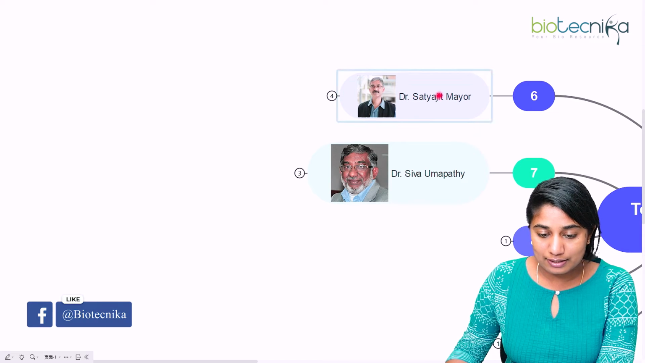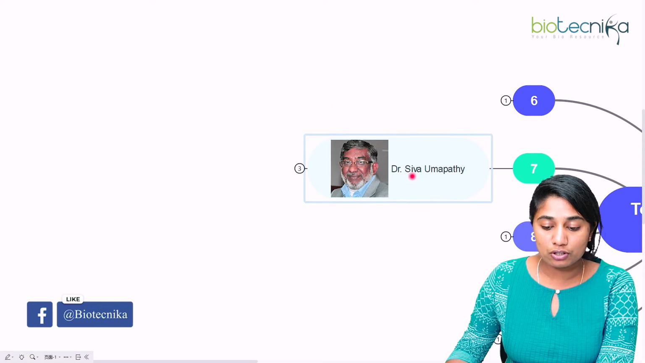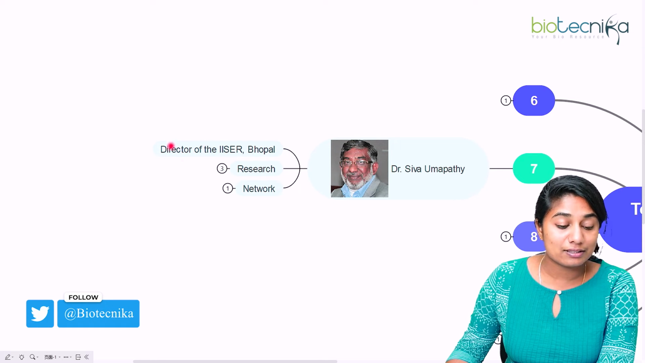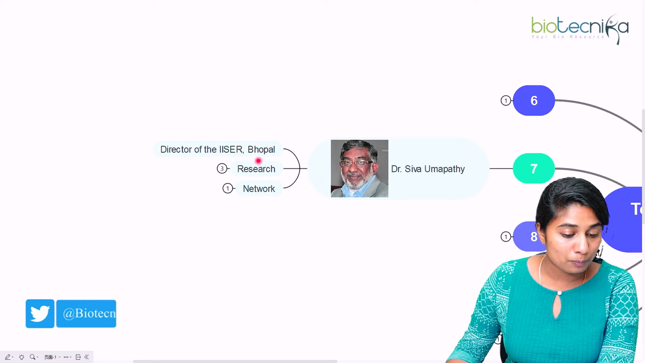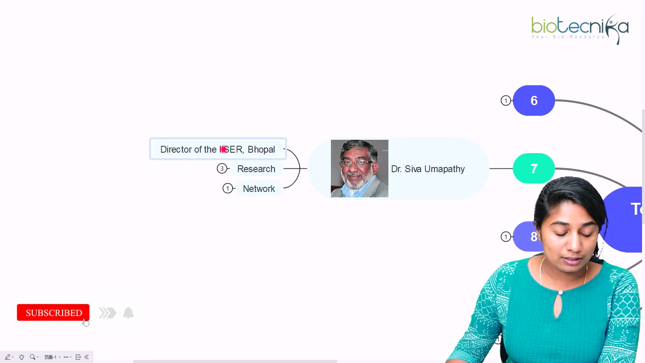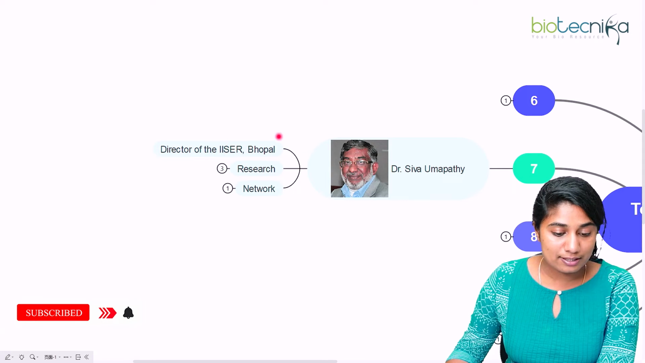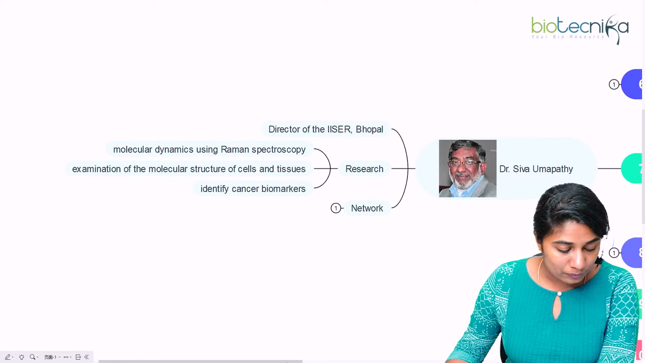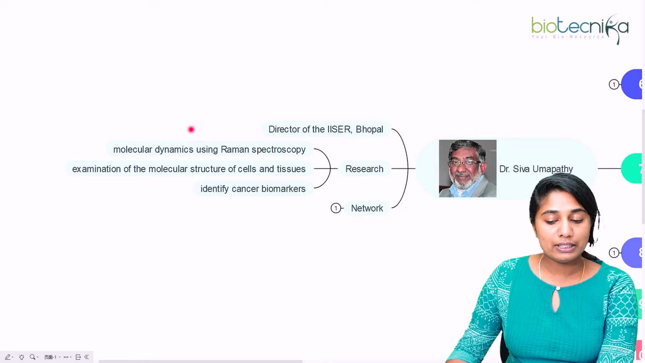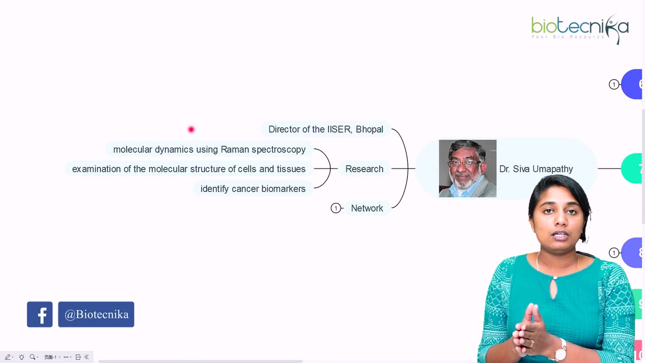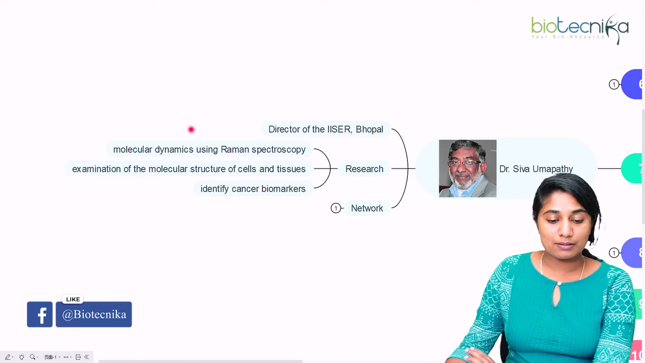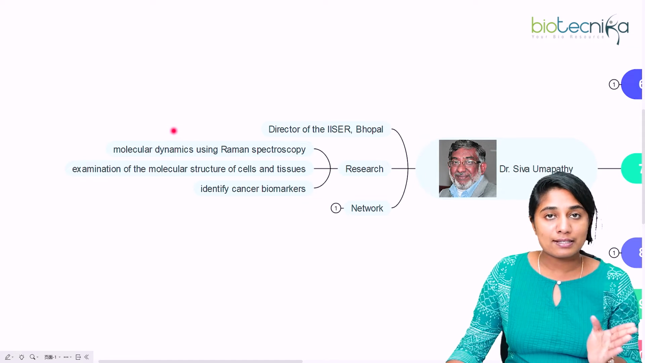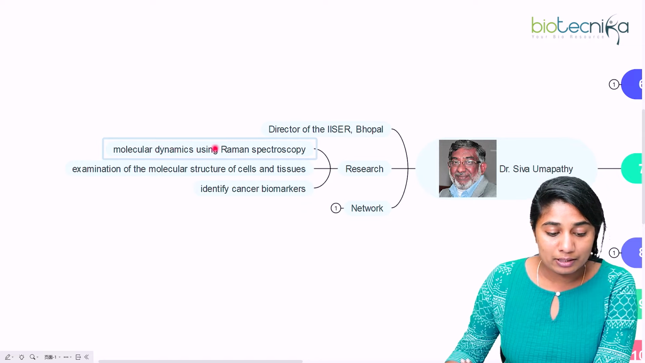The seventh scientist that I have for all of you is Dr. Shiva Umapati. So Dr. Shiva Umapati is presently the director of the IISER Bhopal, and that is Indian Institute of Science and Education Research at Bhopal. His research areas are mainly in these fields. So he is a biophysics scientist, majorly.